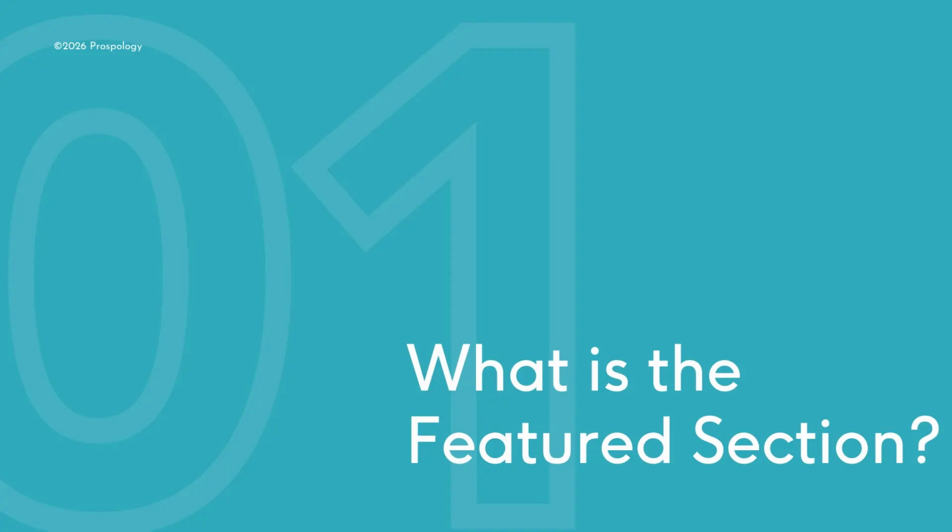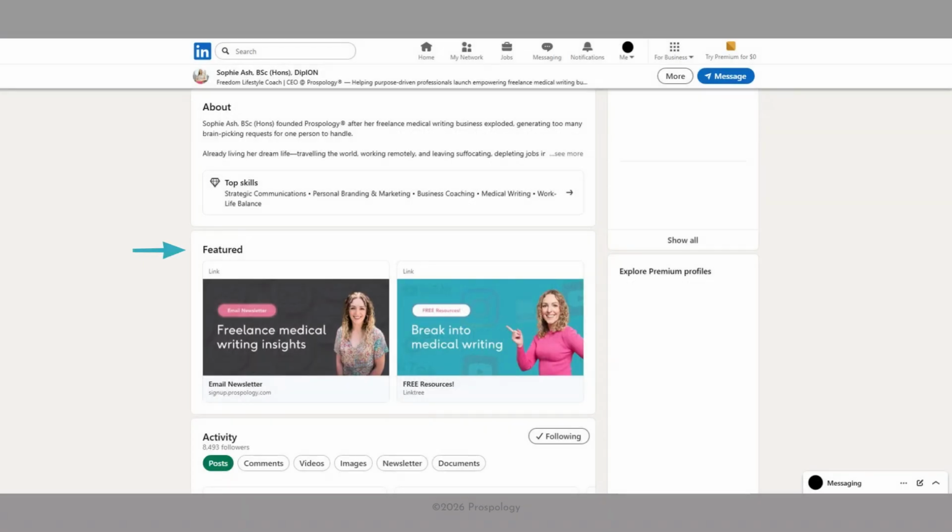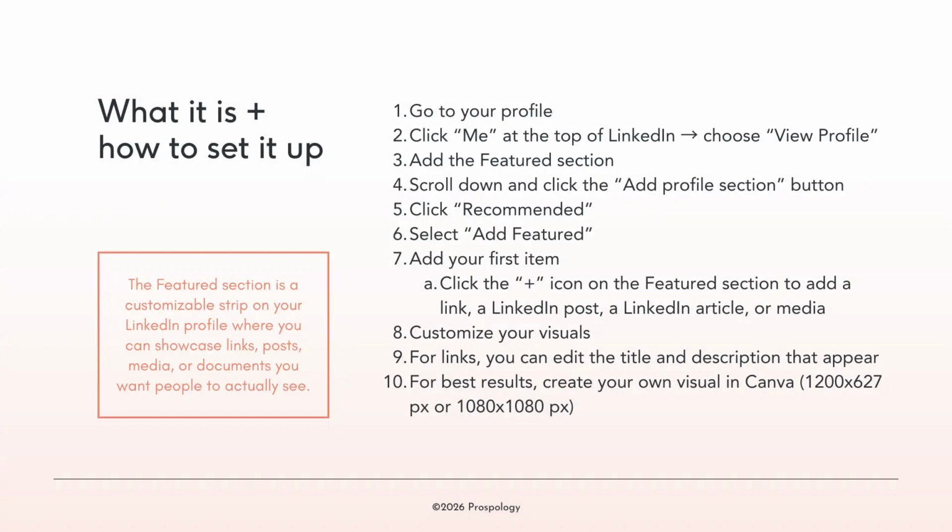So first, if you don't already know what the featured section is, it is above your experience and below your about section on your LinkedIn profile. Depending on when you started using LinkedIn and how you started using it, you may not see the featured section on your profile right now. You might have to turn it on. And that's going to allow you to add links, posts, and all kinds of other types of media to a special section on your profile that's visible to any visitors, whether they are already connected with you or not.